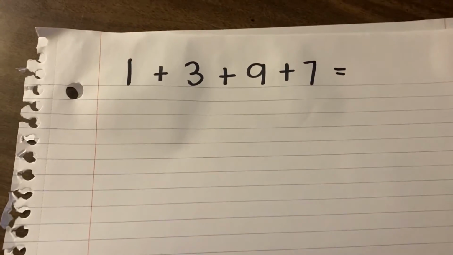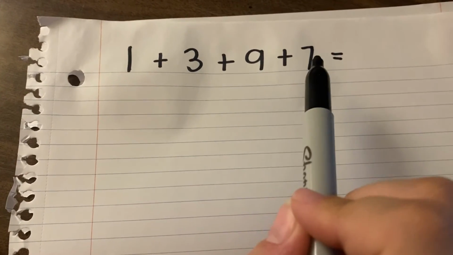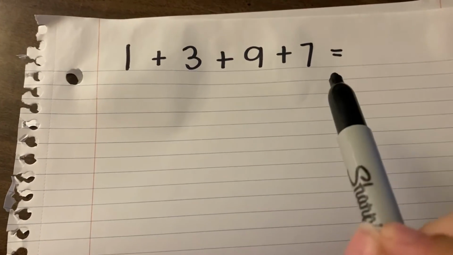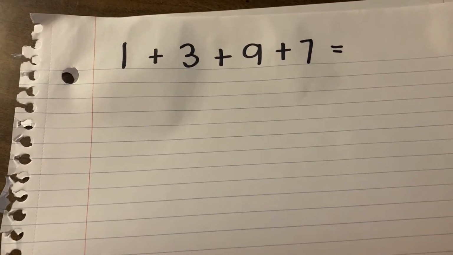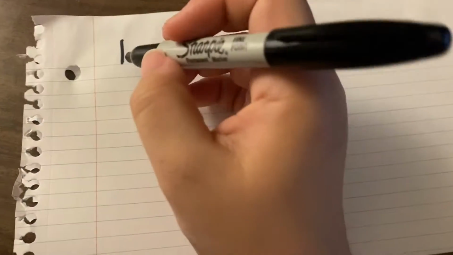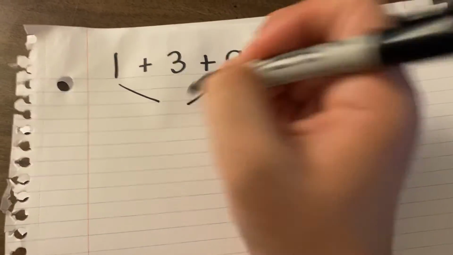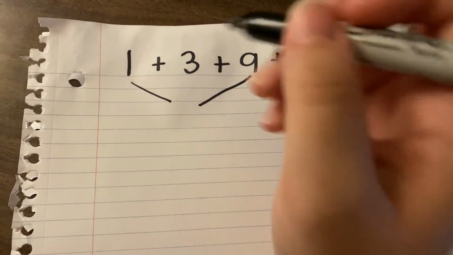All right, I have another problem here. 1 plus 3 plus 9 plus 7. This is 4 addends. Do we see any numbers that we can quickly add together? Right, I see a 1 and a 9. What does that equal? 10.